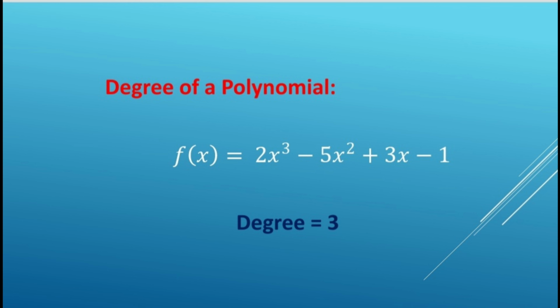Moving on to the next topic, degree of a polynomial. For this polynomial f of x, the degree is 3. Now let us see how to find the degree of a polynomial. In order to find the degree of the complete polynomial, first we need to learn about the degree of each term.